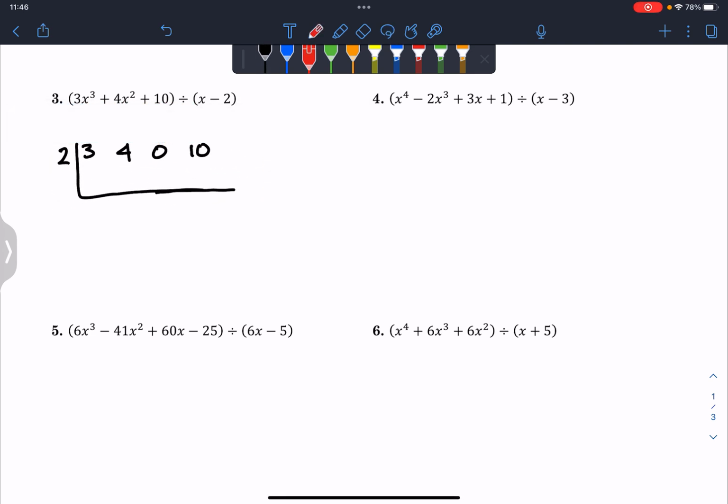Since we're starting off with x to the third, we have an x to the second. Notice that there is no x to the first power, and again, the last number, x to the 0 power, which is your constant, is there. So we have every single power accounted for except for this one right here. So that's where we're, again, using a 0 there.